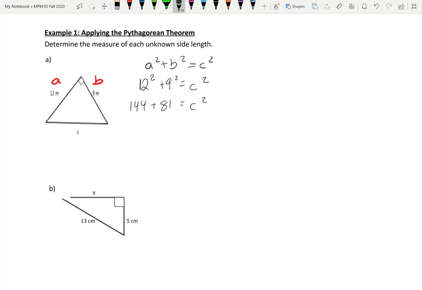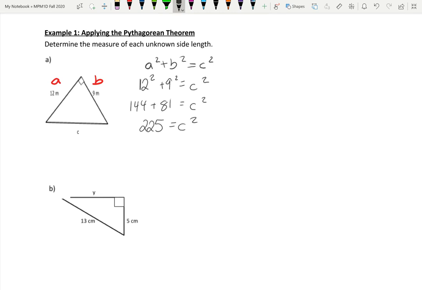Okay, so before I add them together, I use BEDMAS, which says that exponents must be simplified before adding together. So the 12 had to be squared and the 9 had to be squared before we added them together. So I did that here, 12 squared and 9 squared, and now I can add them together. All right, so now we know the value of c squared, which is not what I'm looking for. I'm looking for what c is.